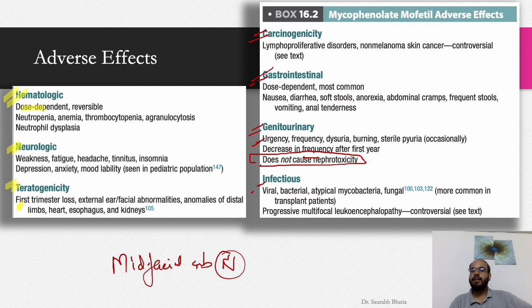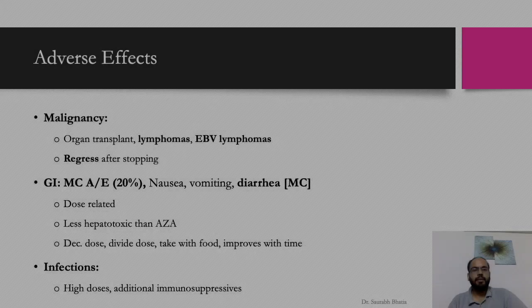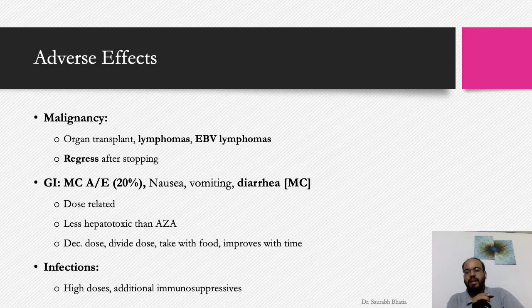Infections like viral, bacterial, atypical mycobacterial and fungal can occur, and they are more common in transplant patients or patients who are using immunosuppression for a prolonged duration, or patients who are using other immunosuppressants concurrent with MMF. Just a few salient points regarding individual adverse effects. For example, in malignancy, I've told you that it is more common in transplant patients, and lymphomas, B cell lymphomas, EBV associated lymphomas, particularly in patients of South Asian or Southeast Asian descent, are important. We should look for this kind of lymphoma clinically. And if these malignancies do occur because of prolonged immunosuppression by MMF, they regress after stopping the drug.